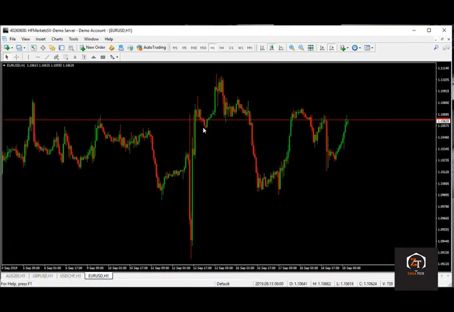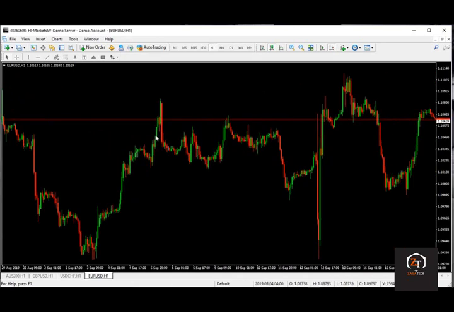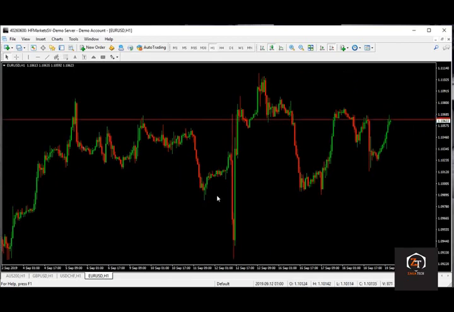Having a naked chart here, we have a lot of areas of support. So let's go back and see. Like, this is a support area. This is a real support. This is a support area. This is a support area. This is a support area. This is a support area. Here another support area. Here another support area.